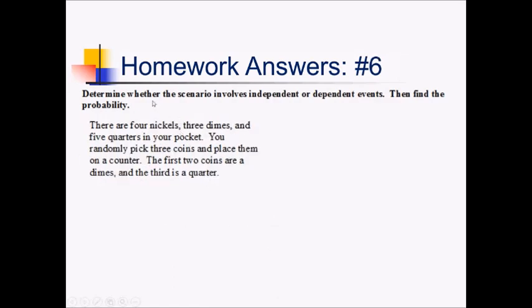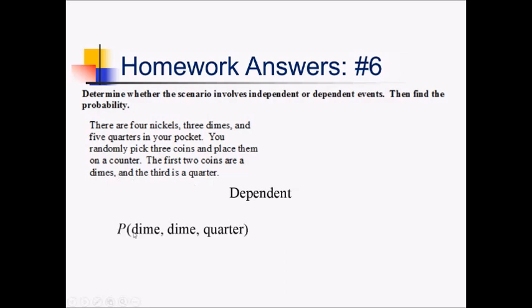For this situation, we've got 4 nickels, 3 dimes, and 5 quarters in our pocket. We randomly pick 3 of them and place them on a counter, and we're talking about the probability and also whether these are independent or dependent events, that the first 2 coins are dimes and the third is a quarter. Well, once you've picked a coin out of your pocket, you're not putting it back in your pocket, right? You're picking 3 coins and placing them on the counter, all 3 of them. So there's no replacing, which means that these are going to be dependent events because the coins that you pick the first and the second time are going to affect what you can get on that third pick. So now that we've established that, what is the probability of getting 2 dimes followed by a quarter?